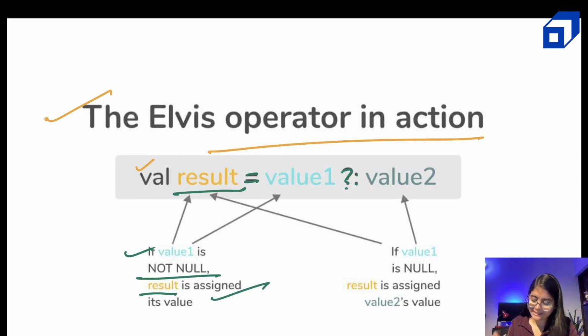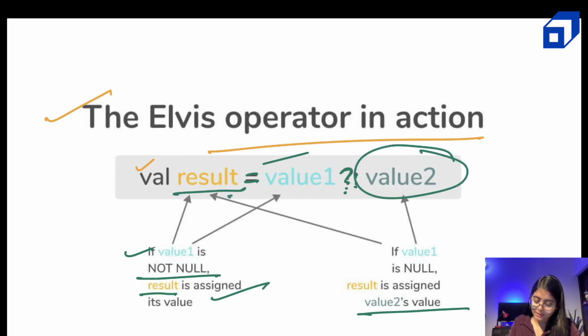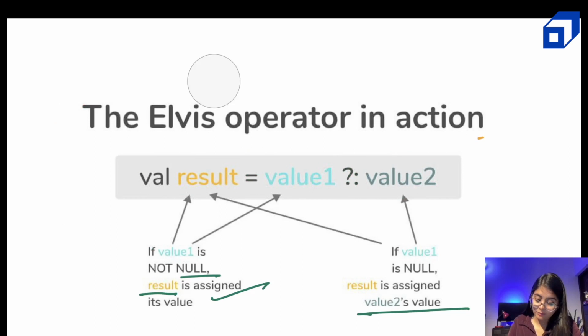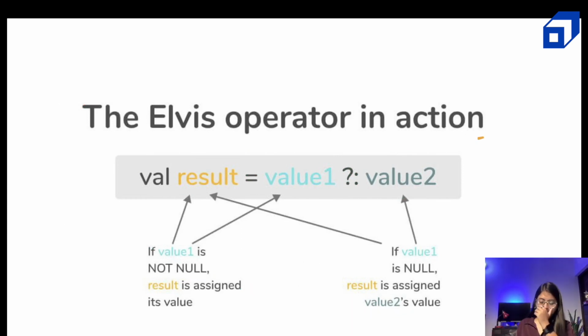If value 1 is null, then it is assigned value 2's value. So it is basically checking here if value 1 is null, then it will assign this value to result. If it is not null, then this value only will be assigned. Okay, so that's how the Elvis operator looks, and that's how it's used in programming. This is the syntax. You have seen it in action as well, right?